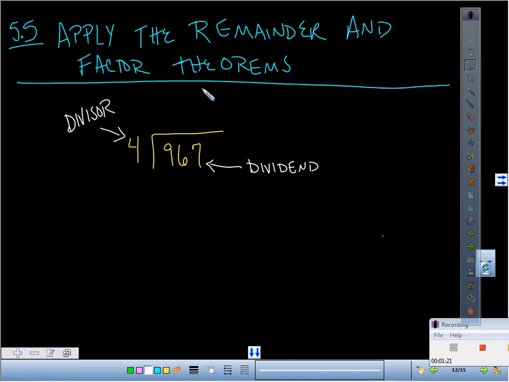All right. Now, whenever you get your answer, it goes up here, right? What's he called? Quotient. Very good. The quotient. Okay, so let's do it really quick. How many times does 4 go into 9? Twice. Now what do we do? Where did you get 8?